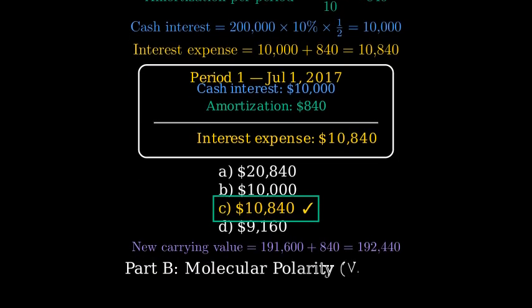Bonus practice, molecular polarity. Which of the following is polar? CCl4, XeF2, XeF4, PBr5, or BrF5. We'll sketch their shapes, look at symmetry, and see whether bond dipoles cancel.